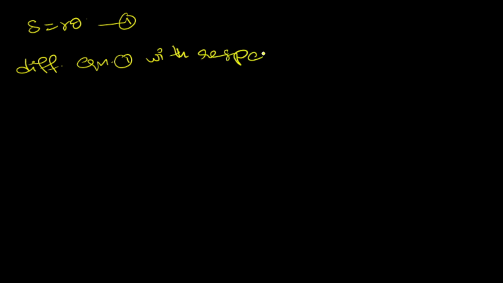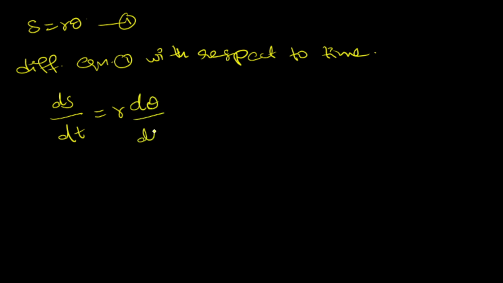Now I am considering this as equation number 1. Now differentiate equation 1 with respect to time. Therefore ds by dt is equal to R, which is constant. The radius of the circle always remains constant. So I am taking this outside into d theta by dt.